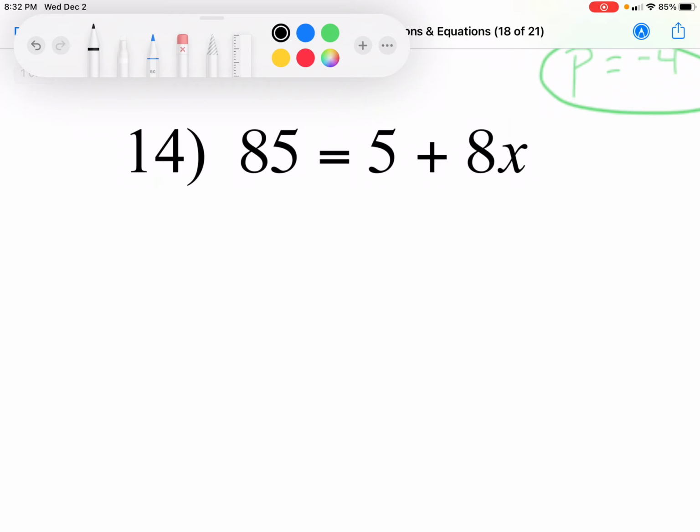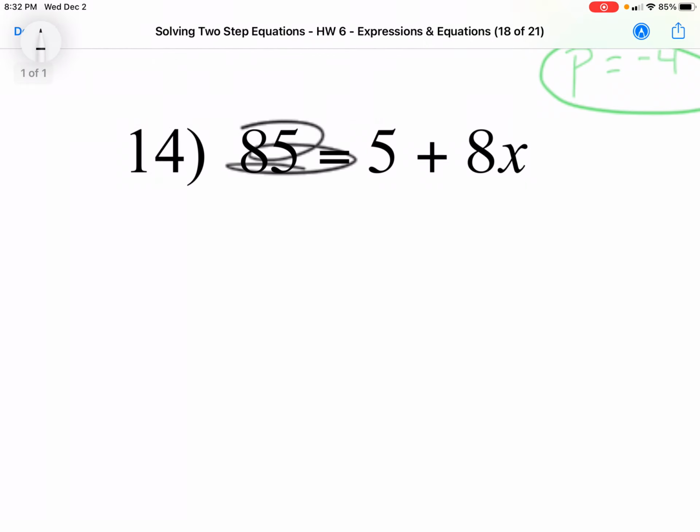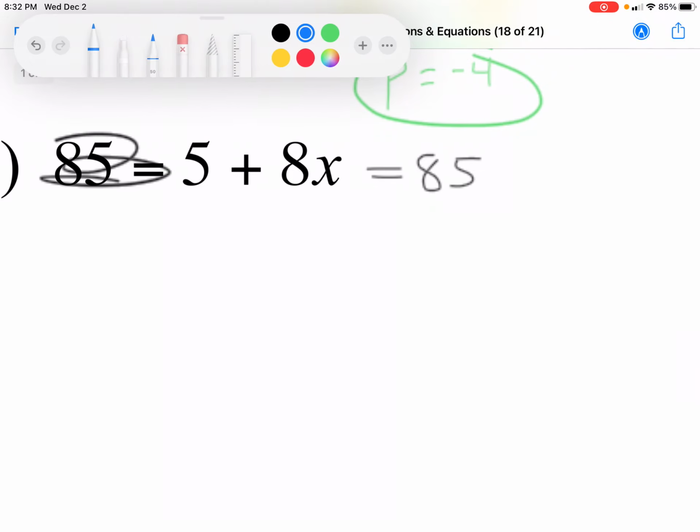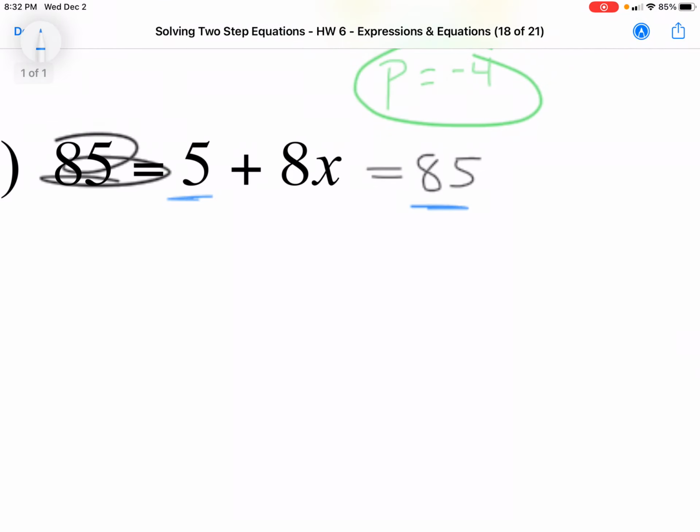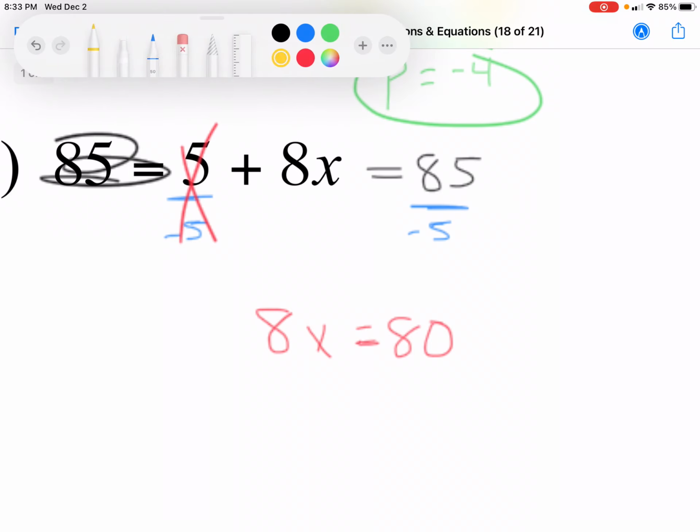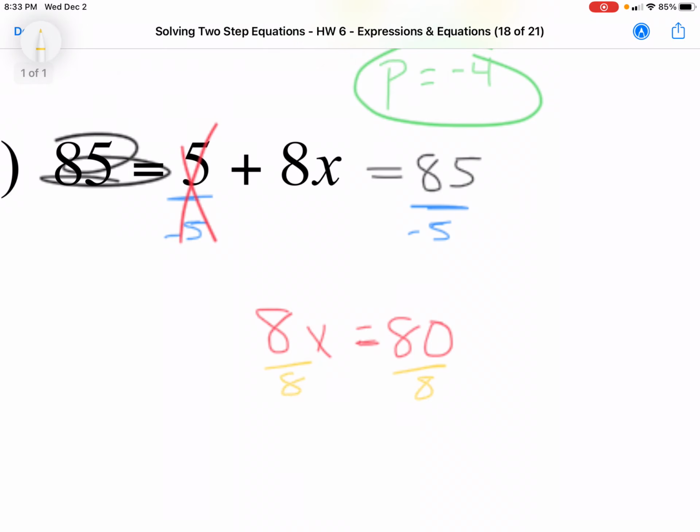Let's go ahead and rewrite this problem. Put equals 85 over here to the right. Like terms is 5 and 85, so we're going to take 5 to the other side. I'm going to subtract 5. Those cancel. Left with 8x equals 80. All right, I'm going to divide by 8. Those 8s cancel. I'm left with x equals 10.